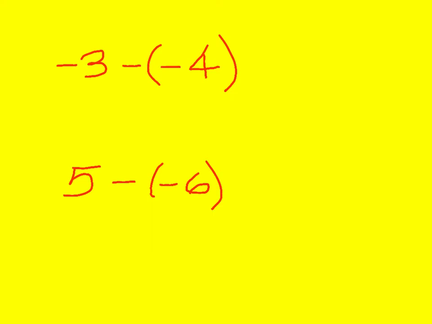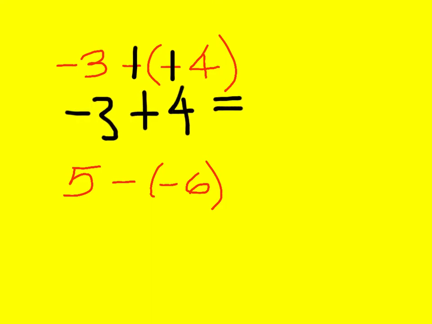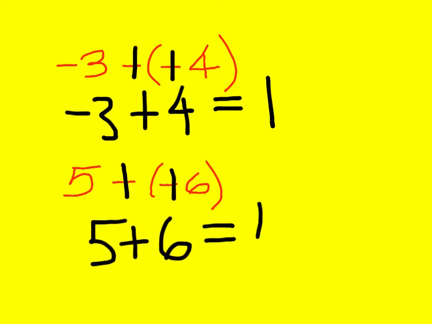Okay, so for this one, negative 3 minus a negative 4, when you're subtracting a negative, you can change that to plus positive. So a negative 3 plus 4 would give us positive 1. Same thing for 5 minus negative 6. When you're subtracting a negative, just change it to plus positive. And 5 plus 6 gives us 11.